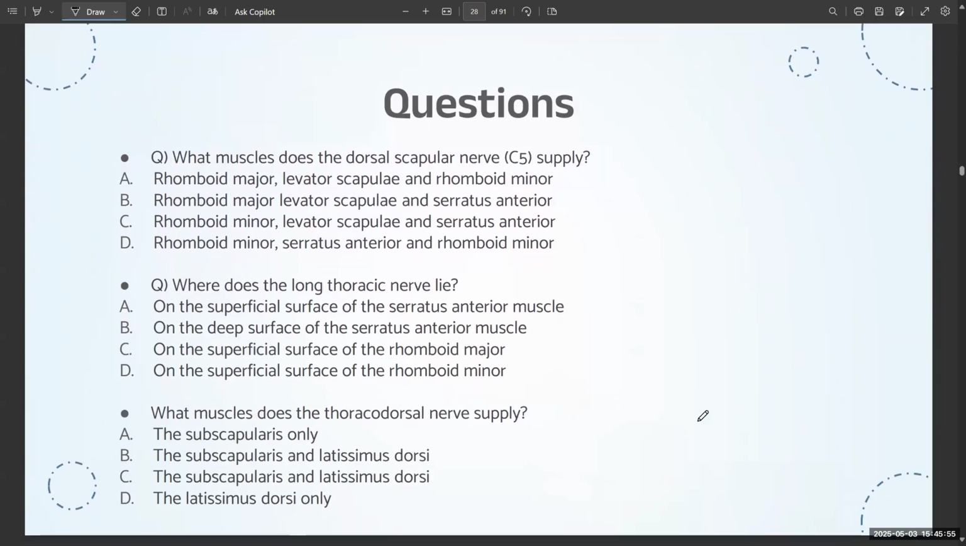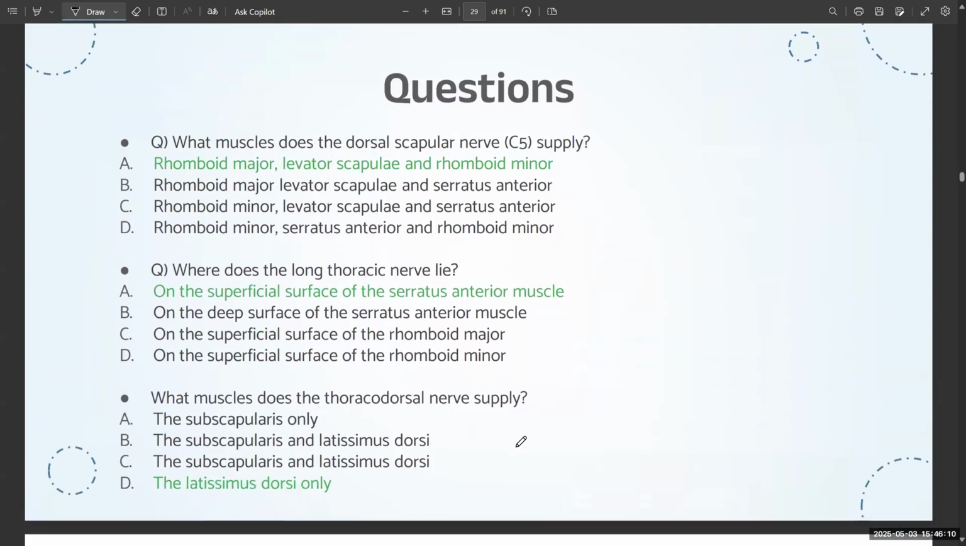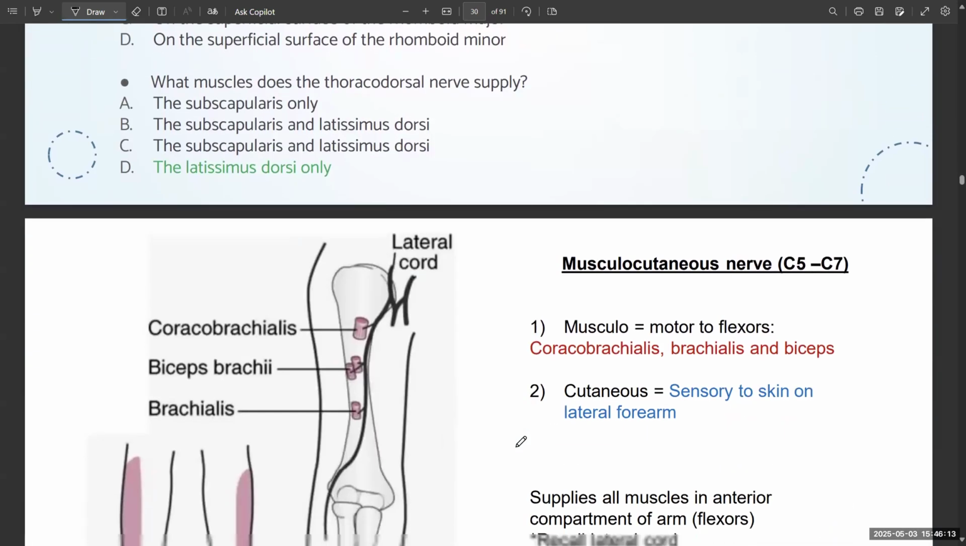Okay, I will read them out. What muscles does the dorsal scapular nerve C5 supply? Okay, so which of these is the options? Where does the long thoracic nerve lie? And what muscles does the thoracodorsal nerve supply? These are your answers. Okay.